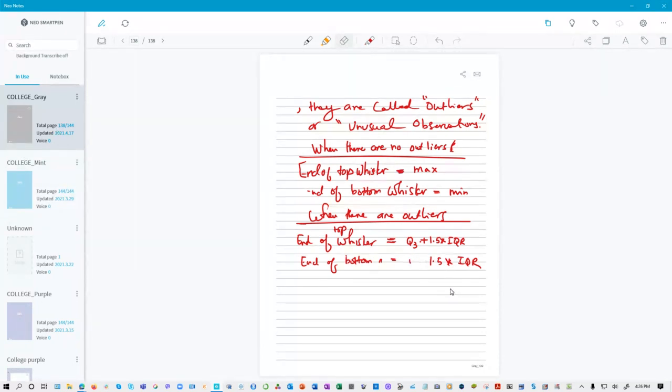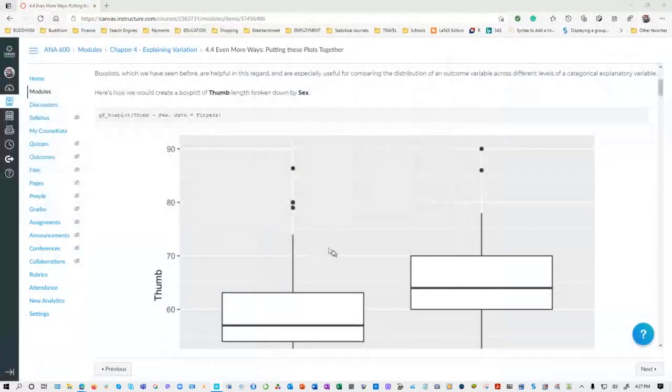Make it very clear. If there are outliers on both sides or just one side, it doesn't matter. If there are outliers, the end of the whisker is not the max. This is going to be Q3 plus 1.5 times IQR. This is the max. Max is over there. But max is not an outlier.